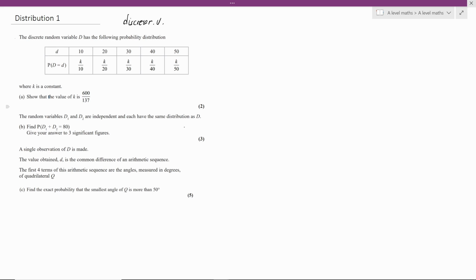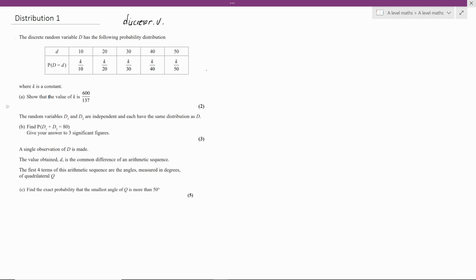The discrete random variable D has the following probability distribution. When capital D is little d, the probability is k over 10, k over 20, k over 30, k over 40, k over 50, where k is a constant. And part A, show that the value of k is 600 over 137.